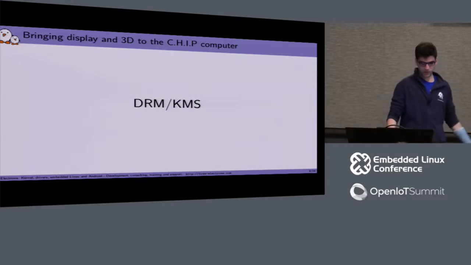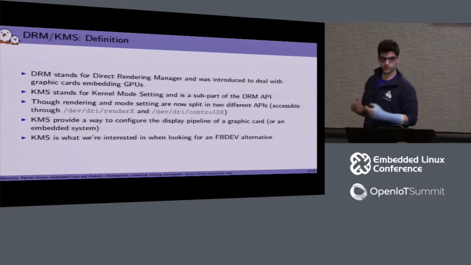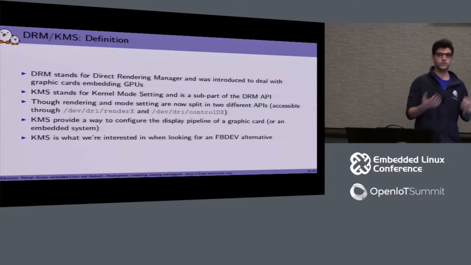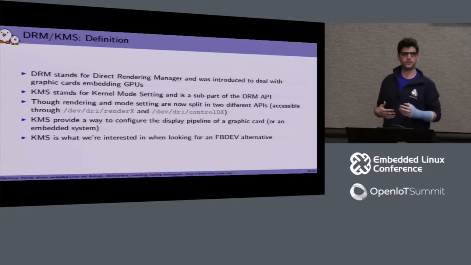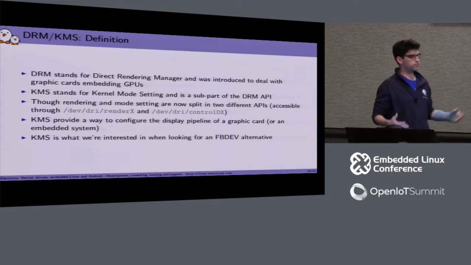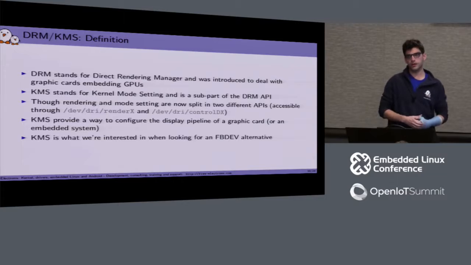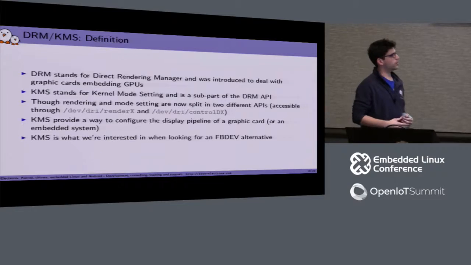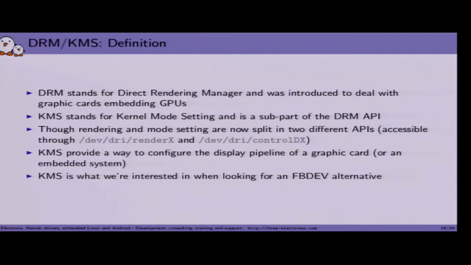So obviously, we're going to talk a bit about DRM KMS because it's what I used. So DRM stands for Direct Rendering Manager and was mostly introduced to deal with graphic cards with GPUs. So initially, I think that's Intel that worked on it. And now it's used by pretty much everyone, at least when it comes to cards with GPUs. And then a new framework came in, which is KMS, which stands for kernel mode setting, which is a subpart of the DRM API that you can use to configure your video pipeline and actually display something on the screen.